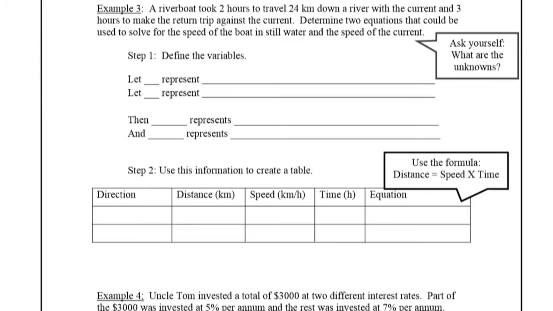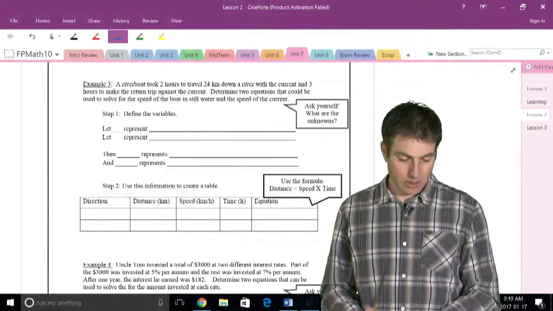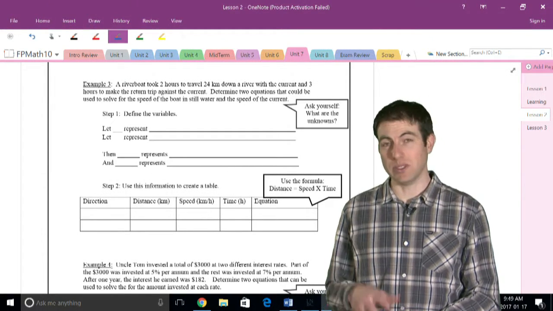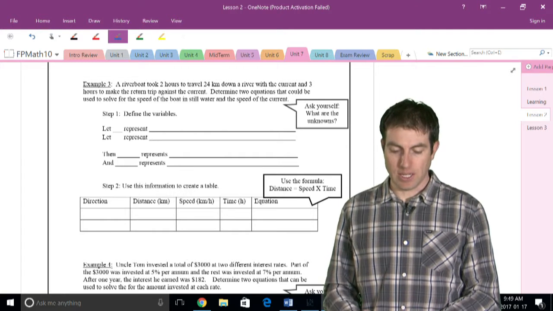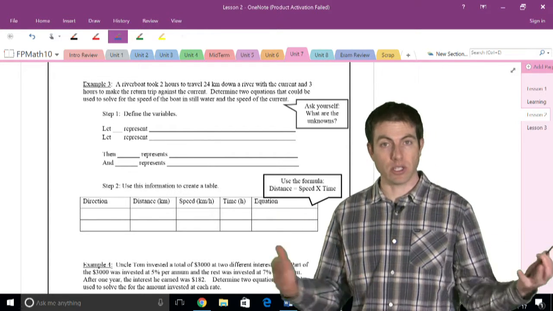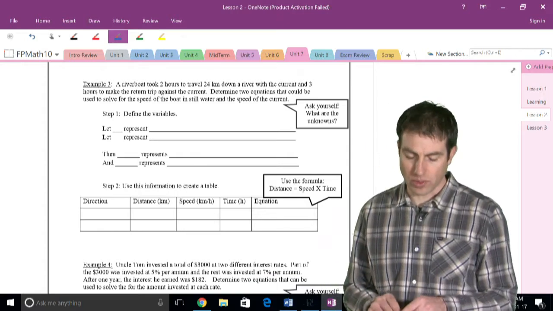And then we know the distance is 24 kilometers. But what don't we know? Well, we don't know how fast the boat's moving, and we don't know how fast the water's moving, or the current is moving. So those are the two things we don't know in this question. If we wanted to generalize to longer trips or things like that, we'd need to know that information.